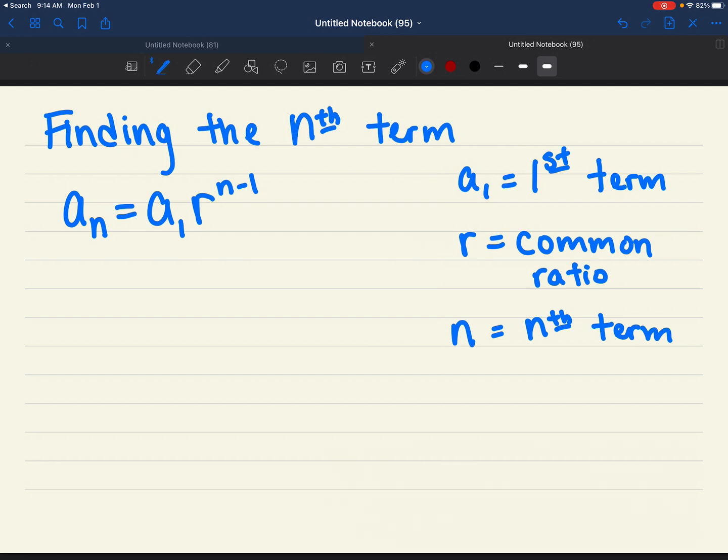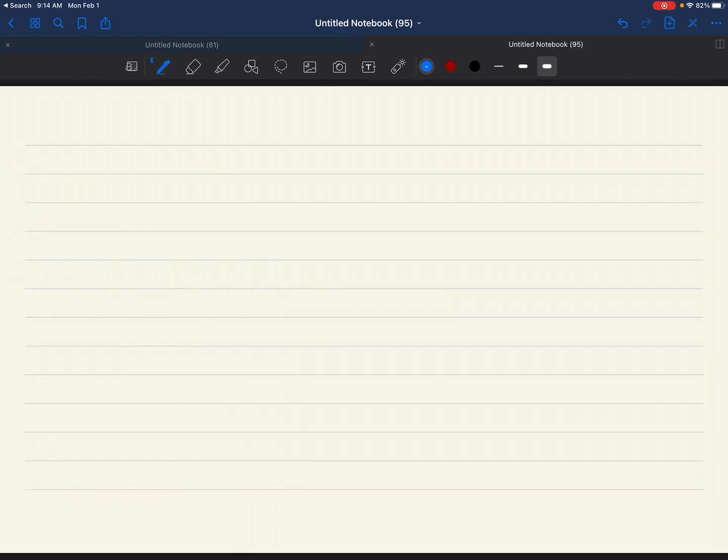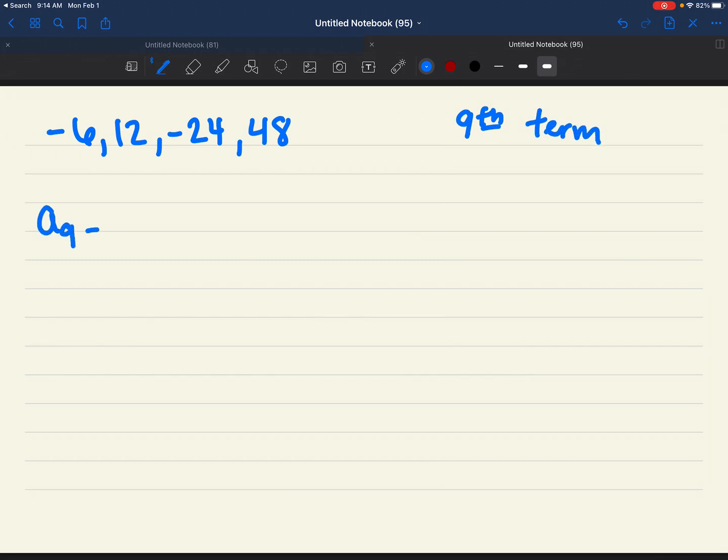Now, this side right here, this is the same thing as when you see f of x or y equal to. Are you going to do anything with this side? No, that just tells you what you're solving for. Okay? All right. Let's do -6, 12, -24, 48, and it wants us to find the 9th term.